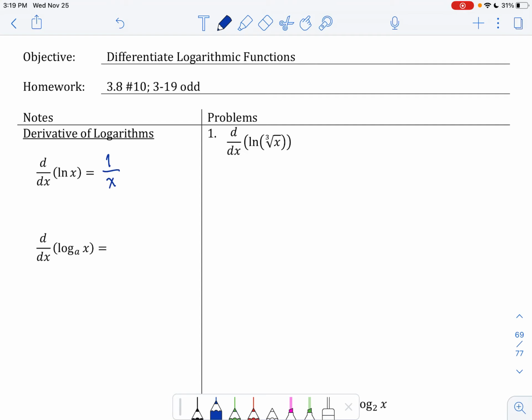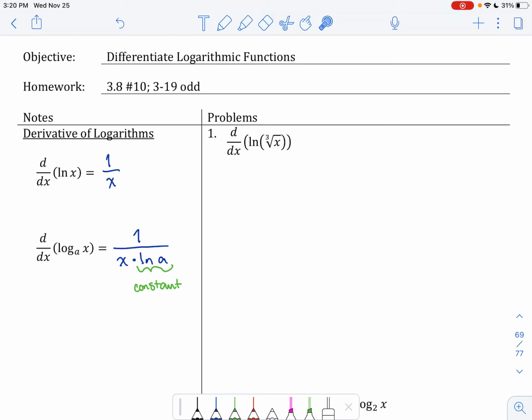If you have a different base, so remember ln is log base e, but if you have any number other than e, it's going to be similar, but it's going to be 1 over x times ln of a. One thing that's really important to remember is that ln of a is a constant. So you can type it into your calculator. It might be 7, if it's log base 7, anything like that. All the same rules apply. It's just another nice set that you've got here.